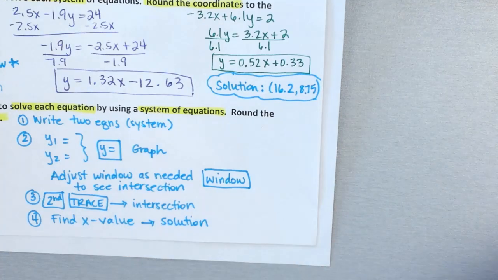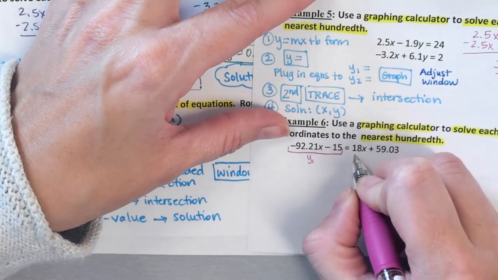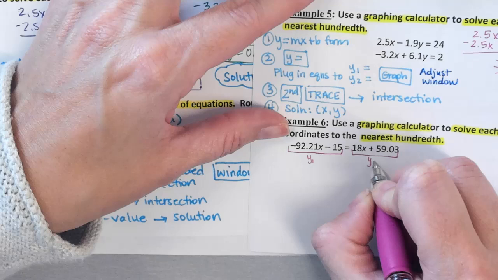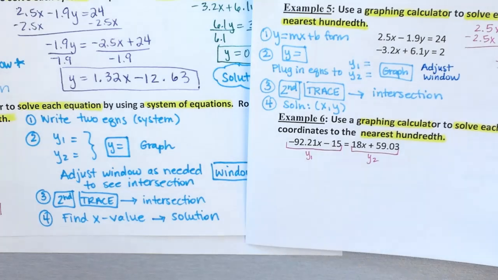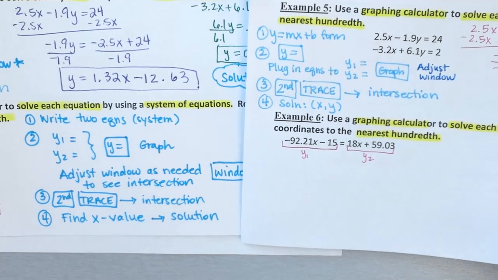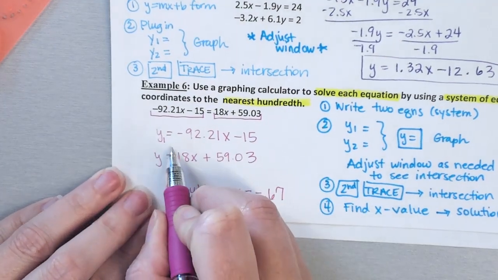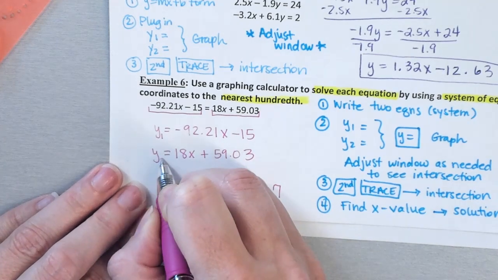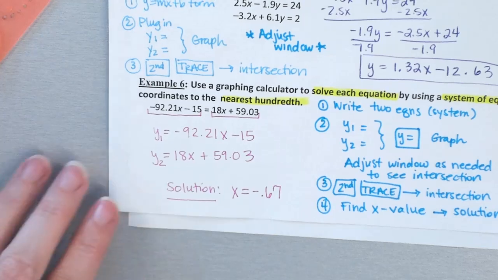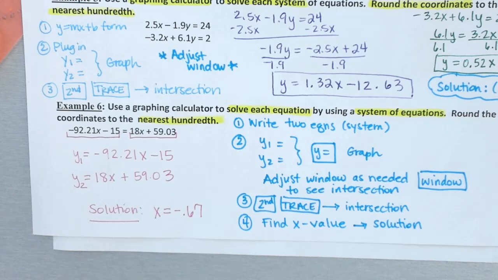Okay, so when you are finding the two equations, they are right here. This is your y1. This is going to be your y2. When you're plugging it in, your y1 is negative 92.21x minus 15. Your y2 is 18x plus 5903. And then your solution is going to be the x value.